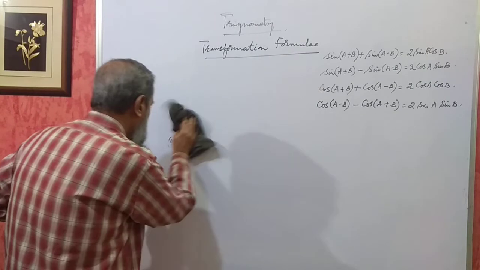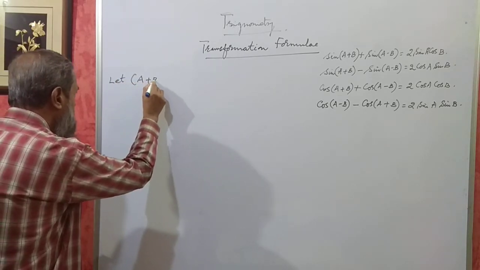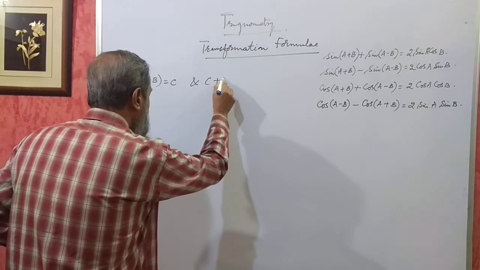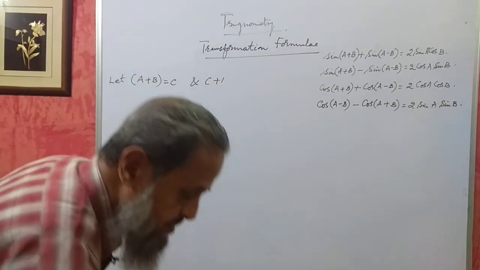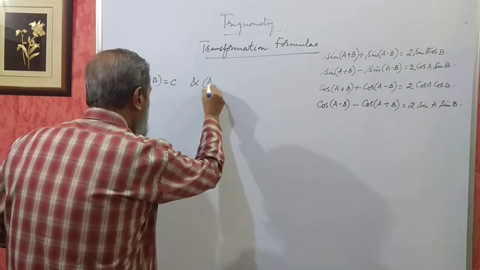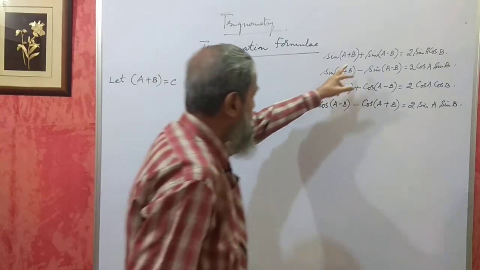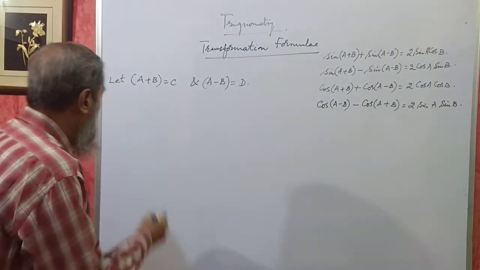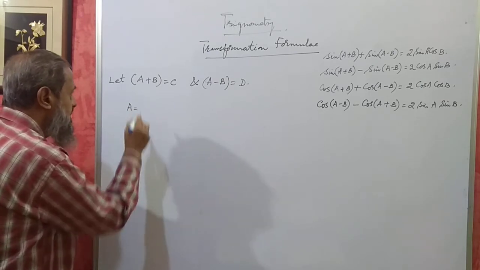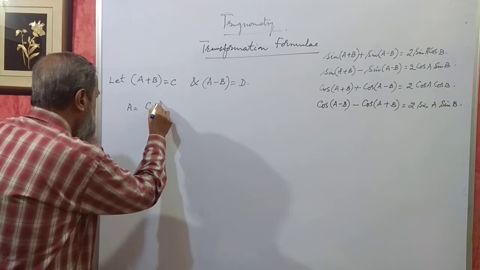We can simplify them by taking, let A plus B be equal to C, and A minus B is equal to D. I can put it like that. Then this becomes C, this becomes D. Now if A plus B is equal to C and A minus B is equal to D, see, A will be equal to what? C plus D by 2.